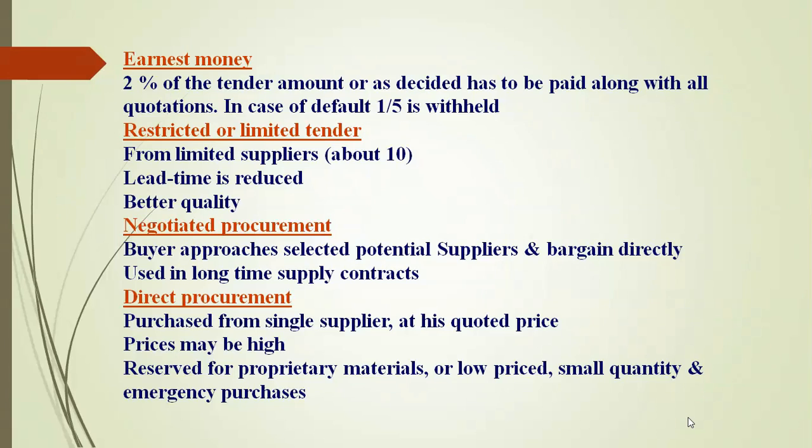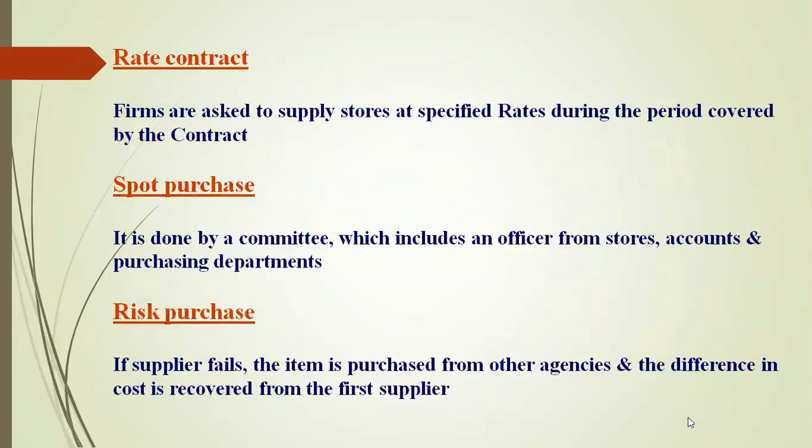Negotiated: the buyer approaches selected potential suppliers and bargains directly. So there is no need of quotations and formalities used in long-term supply contracts. And direct procurement: purchase from a single supplier at his quoted price, which may be high, reserved for proprietary materials or low-priced small quantities and emergency supplies. So direct procurement may be applicable for small scale industries or in case of any emergencies.